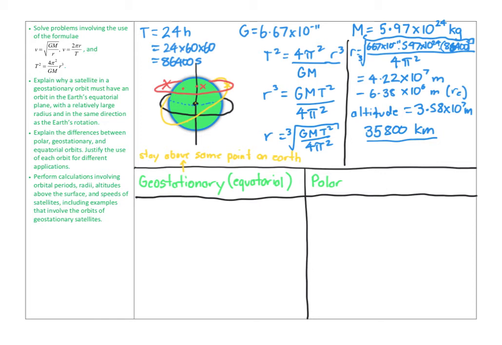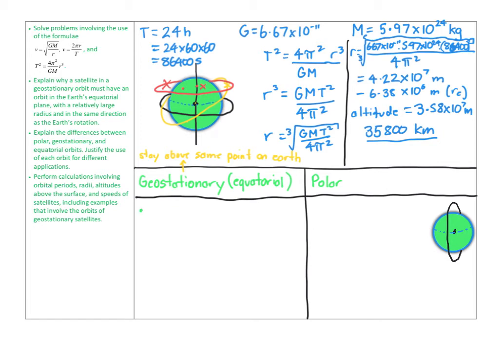Polar orbit satellites, as they probably sound, but I will draw a quick diagram to show that. Here's our satellite, and a polar orbit satellite would basically go like that around the north-south pole. That's the equator there. So, what are some uses of geostationary satellites?